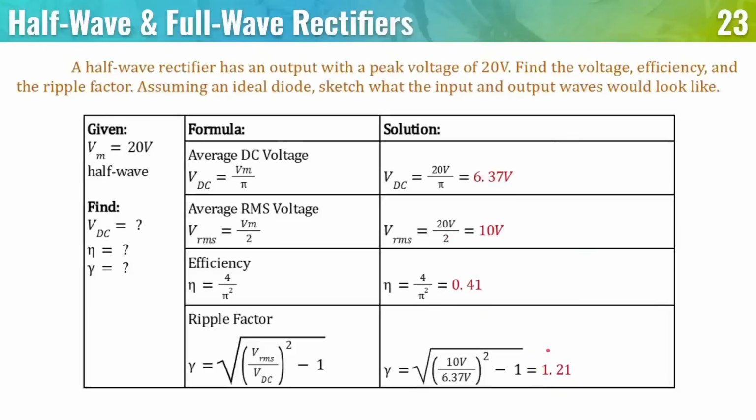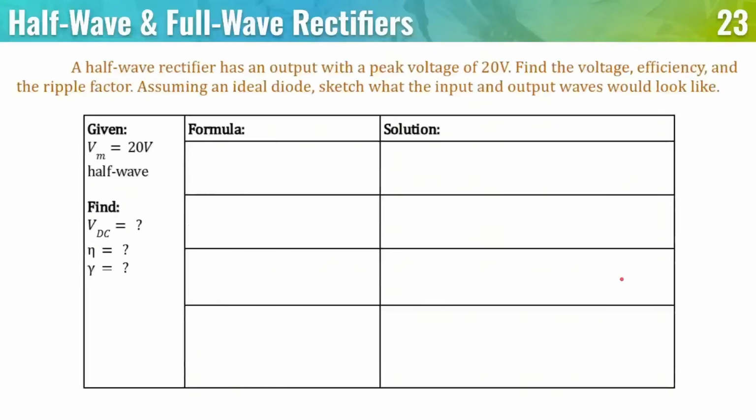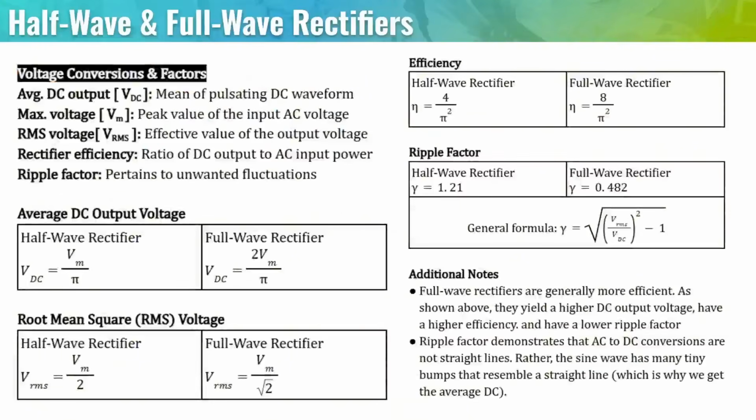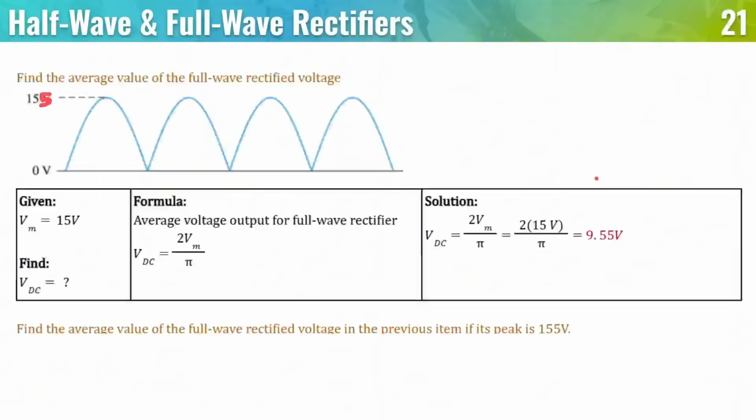So, I mean, actually, it doesn't even depend on the given. The ripple factor is always expected to be the same, as well as the efficiency. So, to check if your computations are correct, always see if you are able to match these values. It should always fall to 1.21 or 0.482. If it's not equivalent to that, that means something is definitely wrong.